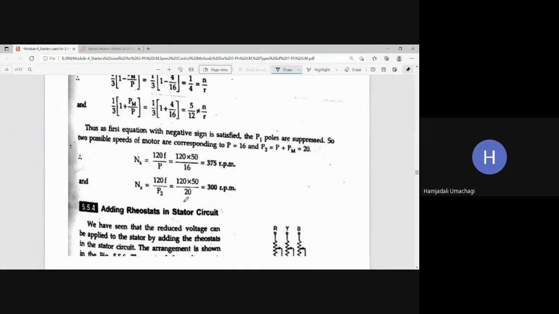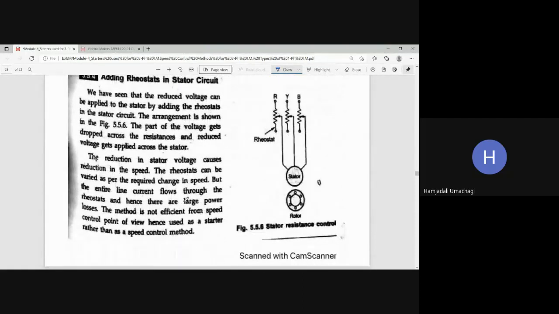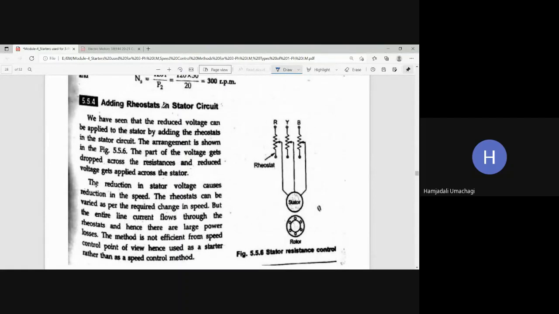After this, we will see how to control the speed of the three-phase induction motor by adding rheostats in the stator circuit. This is the last method to control the speed of an induction motor from the stator side. This is the stator of the three-phase induction motor, and this is the rotor, and each phase of the stator is connected with a rheostat at the supply side.